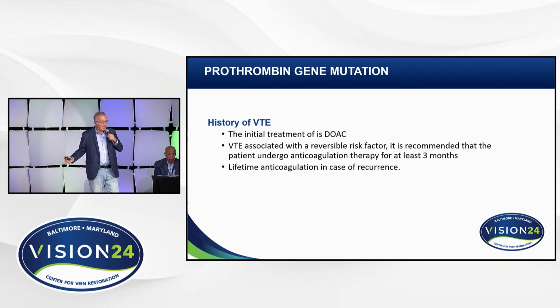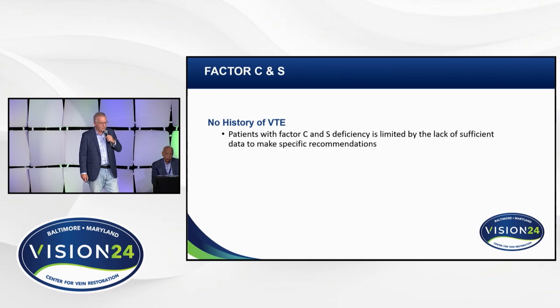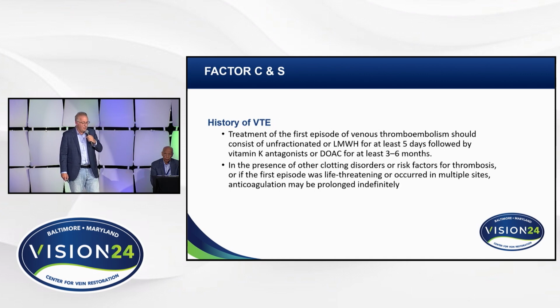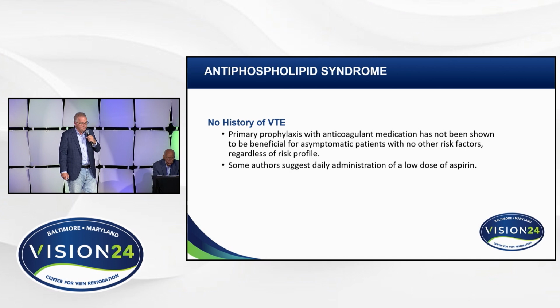And again, here, lifetime anticoagulation only in cases of a recurrent event, not as secondary prevention in these cases. Factor C and S deficiency with no history of VTE, there's not enough evidence for any recommendation. But with a history of VTE, again here, low molecular weight heparin for 5 to 6 months, followed by vitamin K antagonist or DOAC. If there are multiple clotting disorders, they do talk about prolonged or indefinite anticoagulation.